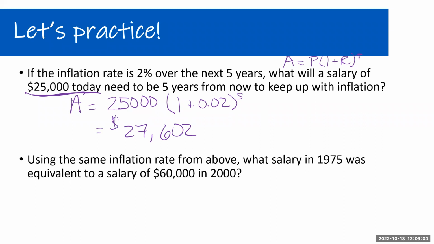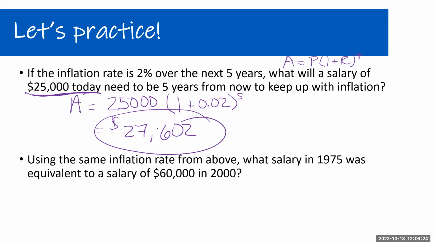If you make $25,000 today, in 5 years, assuming an inflation rate of 2%, you are going to need to make $27,602 in the future to be able to afford the same exact things, to basically make the same relative amount.